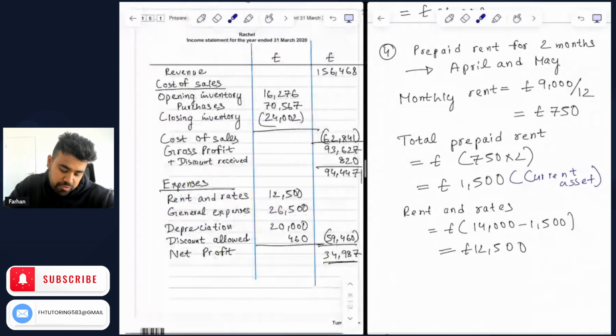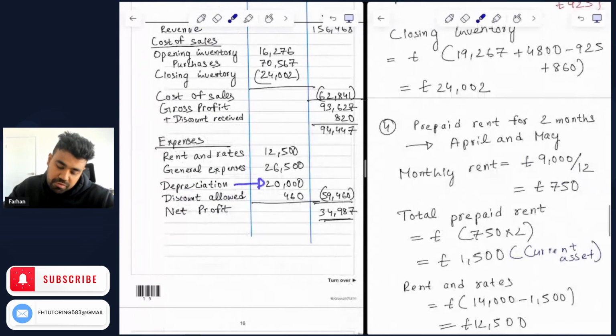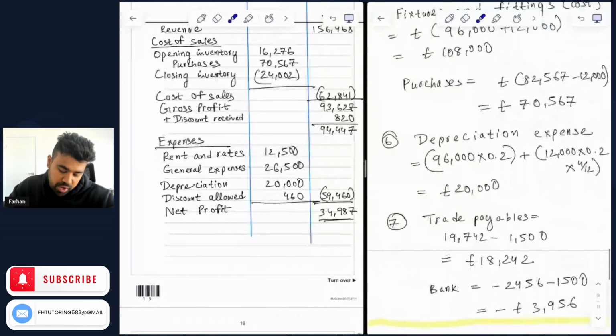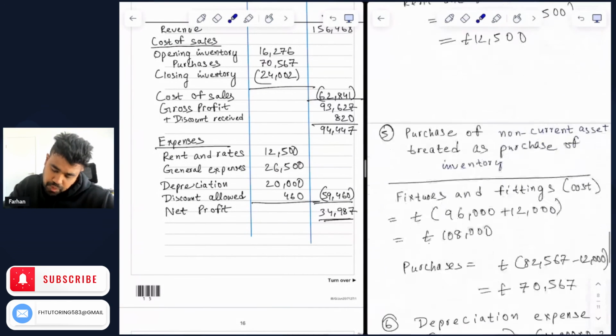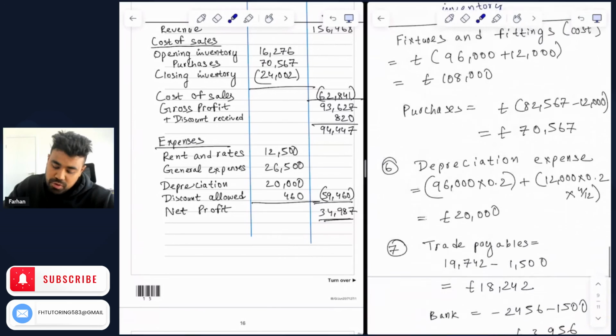I've taken it straight from the trial balance because this didn't need any adjustments. Then we have depreciation of £20,000 for fixtures and fittings. Now I'm just going to quickly run you through this number again to make sure that you understand this. First of all, £96,000 was the original cost of the fixtures and fittings that we had been given in the trial balance, and then we multiplied 20%, which is known as 0.2.